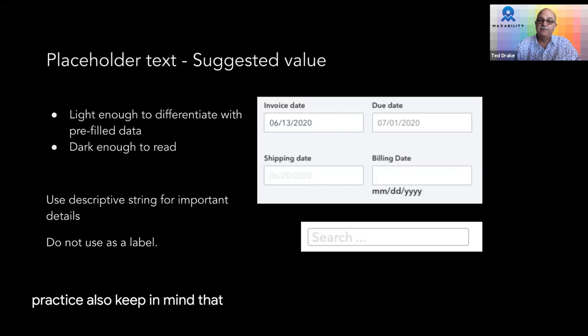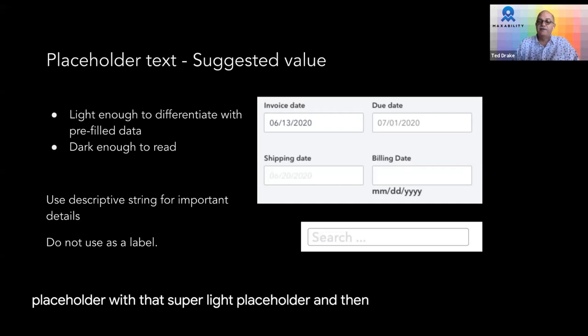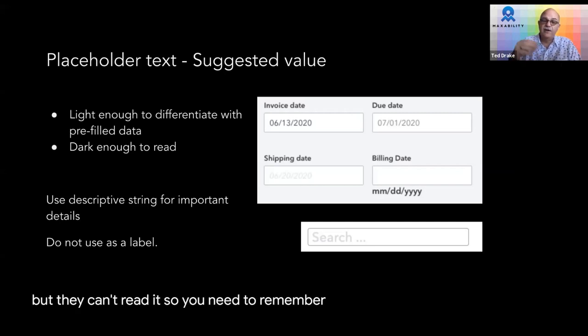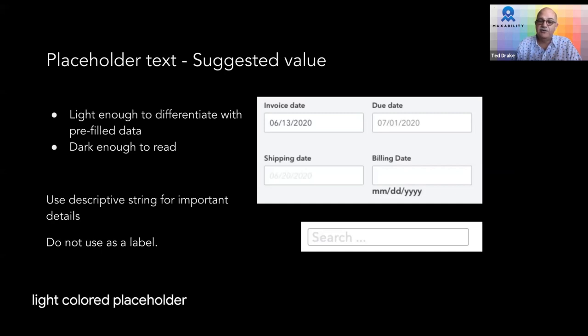Also keep in mind that people will use inputs with that super light placeholder, and they'll think, oh, this is great, I can add a search box without a label. I'll just add a placeholder, and then people will understand that this is a search box, but they can't read it. So you need to remember, if you're going to use a light colored placeholder, do not use it as a label. And trust me, that is a big and long argument that we've had. I think every accessibility person has had.